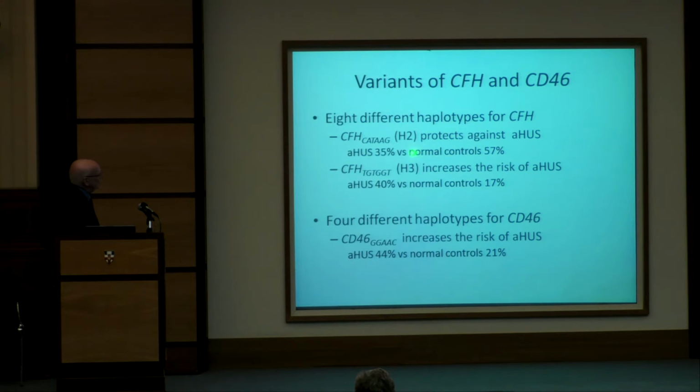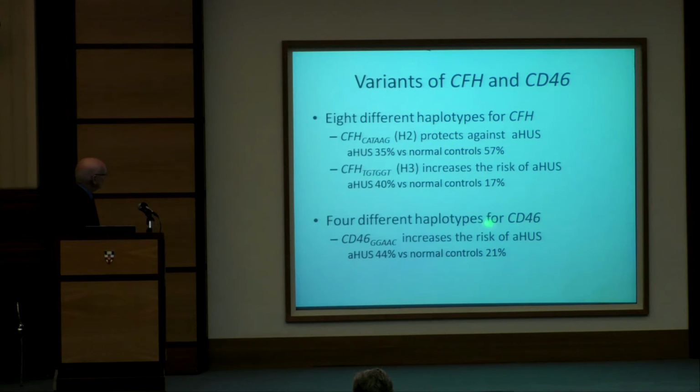And we know the reason it protects is because it's found in 35% of aHUS patients versus 57% of normal controls. The other haplotype, CFH-TGT-GGT, H3, increases the risk, and we know that it increases risk because there's a significant statistical difference between the percentage of patients with aHUS who carry that and individuals who don't, the normal controls.